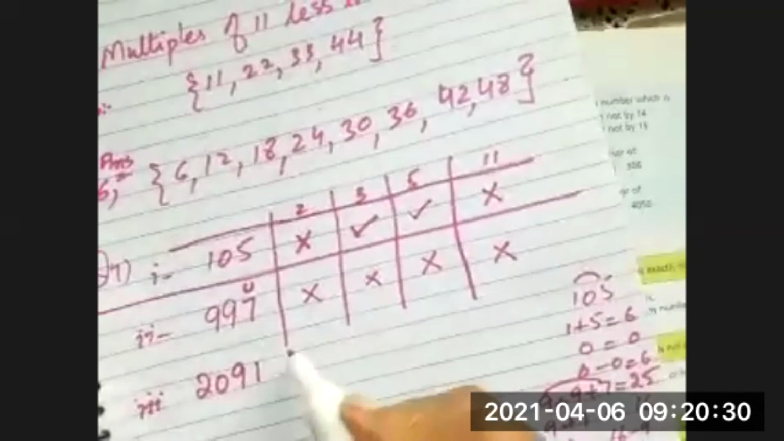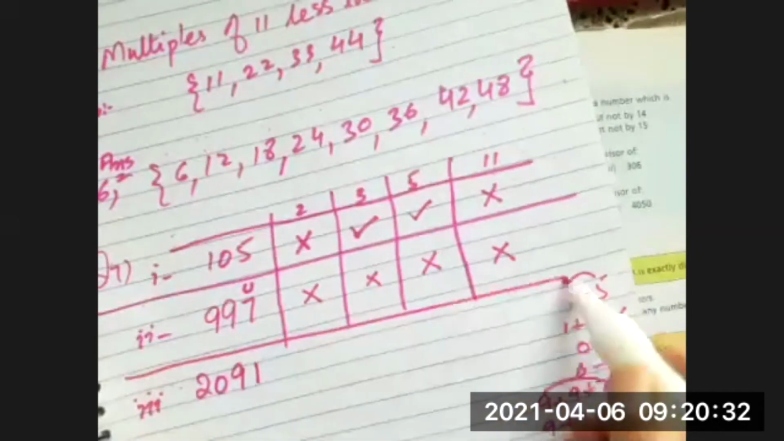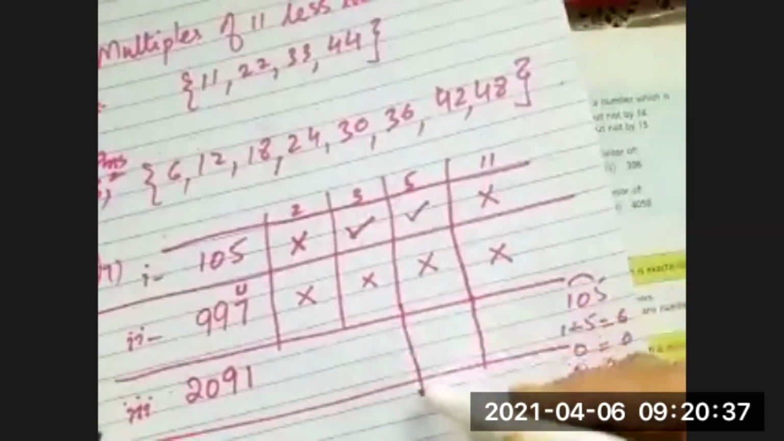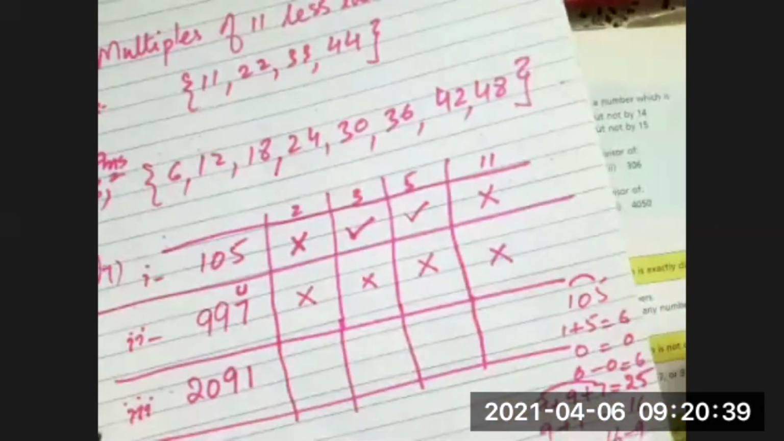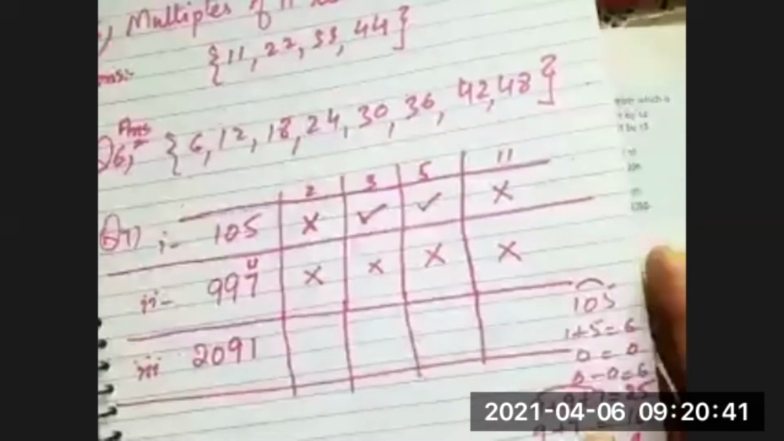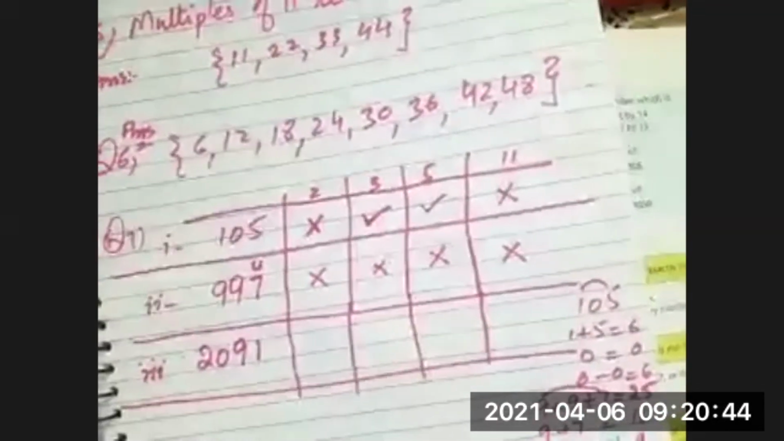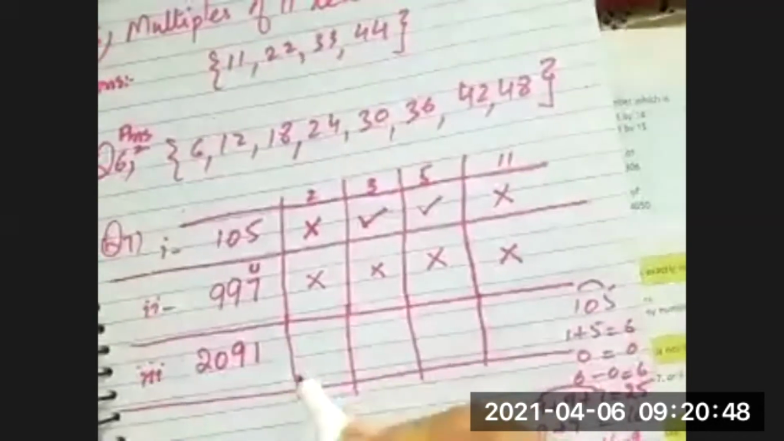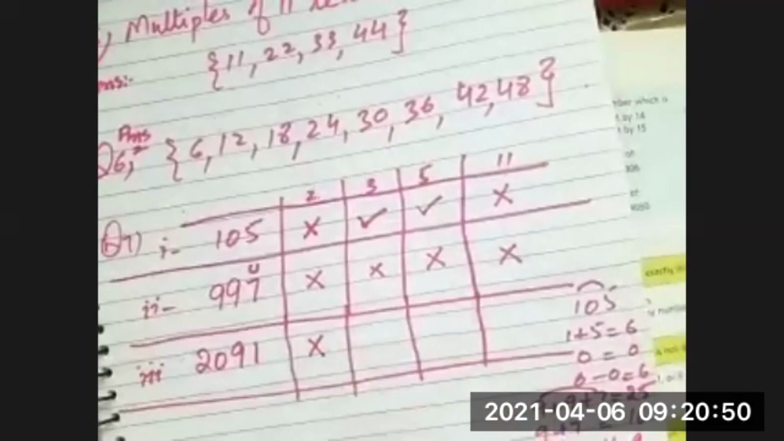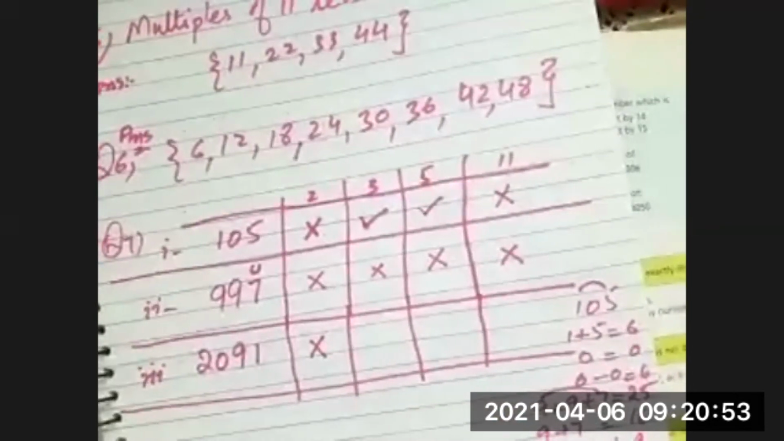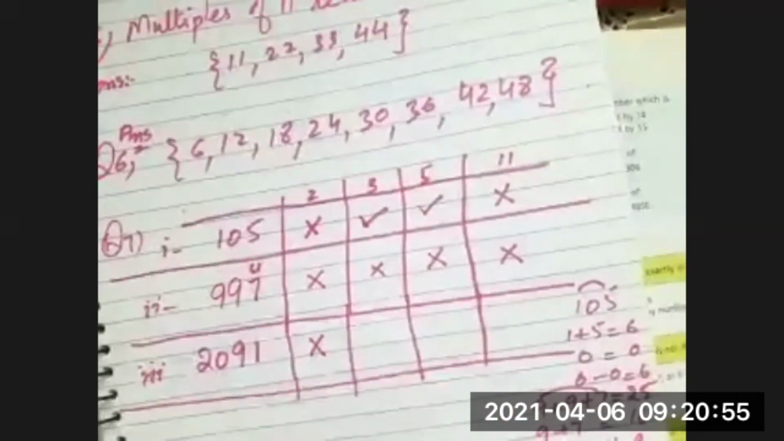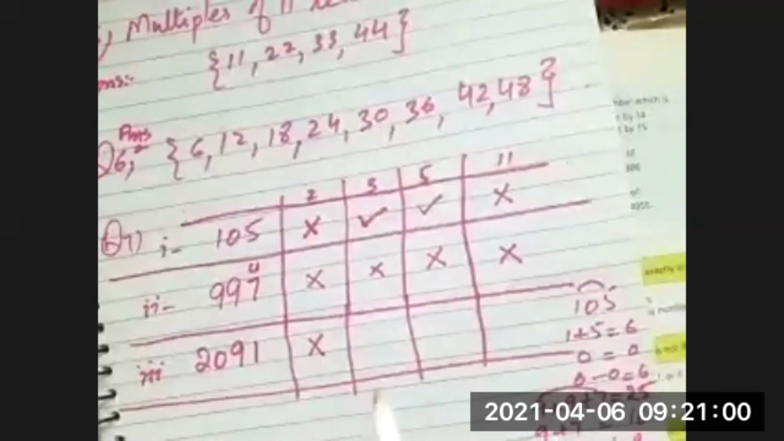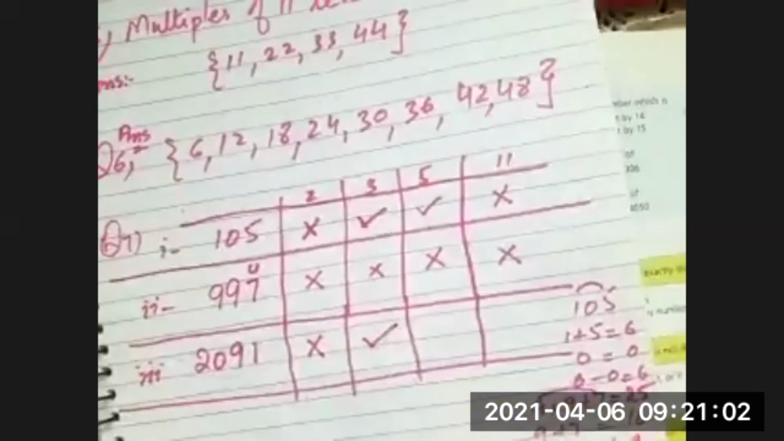Third part. 2091 is the number. So fill up the squares, whether it is divisible by 2, 3, 5 or 11. So by looking at the unit space, 1 is there, 1 is not divisible by 2, so the number is not divisible by 2. Sum of digits is 9 plus 1, 10, 11 and 12. So 12 is a multiple of 3, the number is divisible by 3.